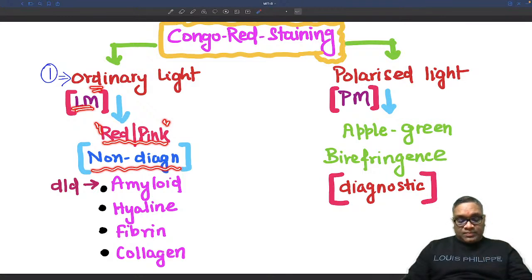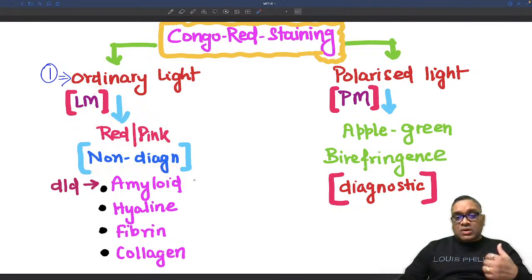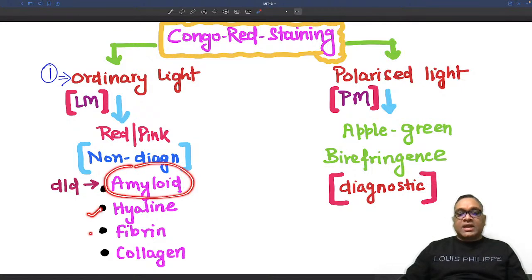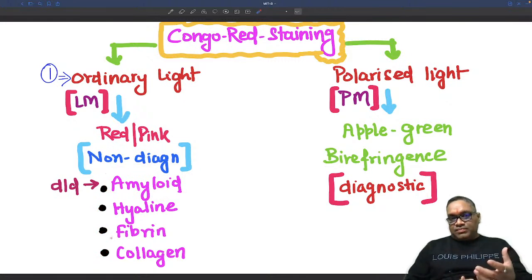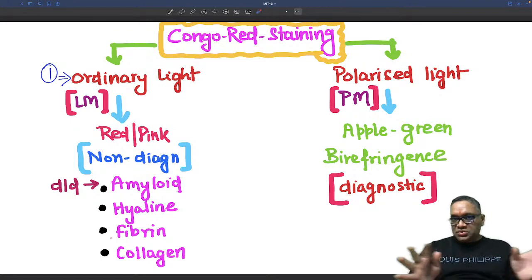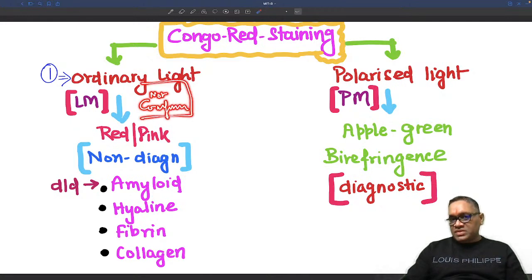Why is it non-diagnostic? Because this red pink color is not only for the amyloid. It can be hyaline, it can be fibrin, it can be collagen. So there are different things which can appear red or pink on ordinary light. Congo red under light microscopy is not diagnostic of anything, because it can be anything. So this will not confirm the diagnosis. That is the very big problem with the ordinary light.